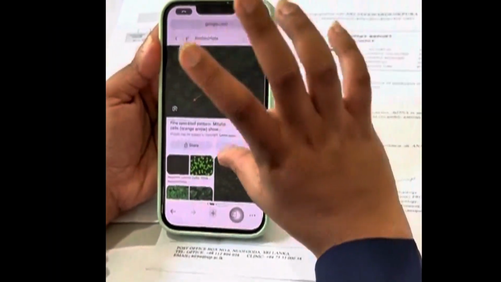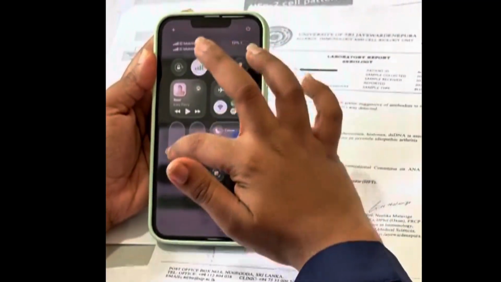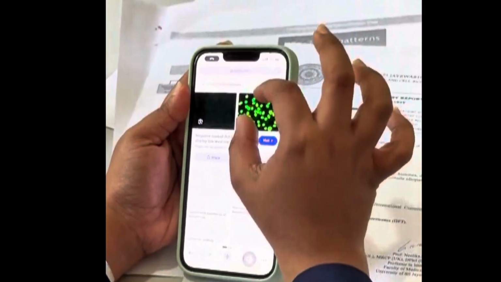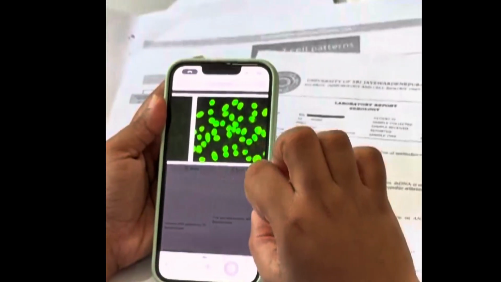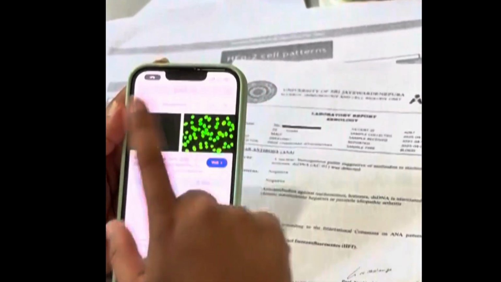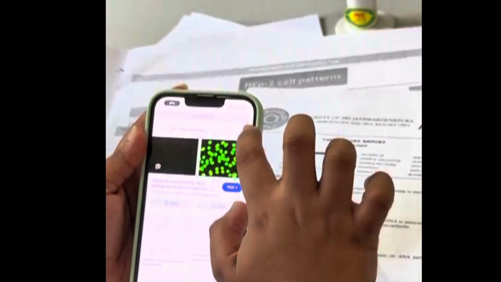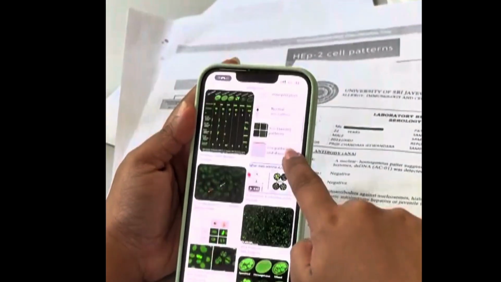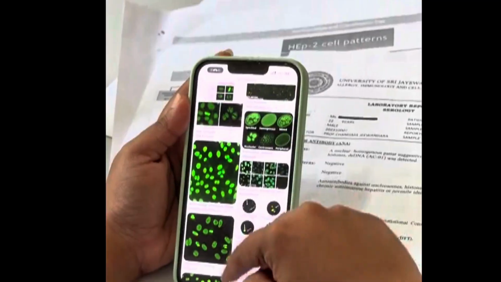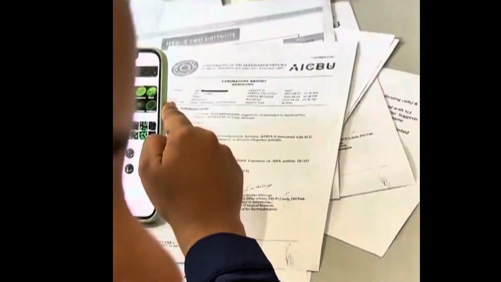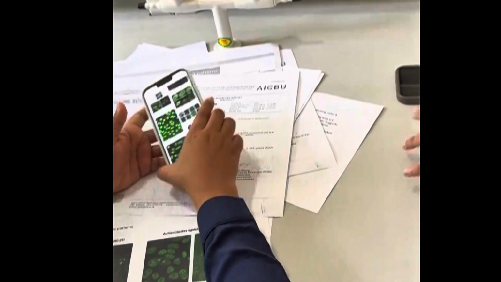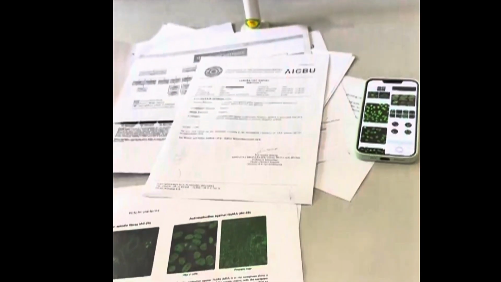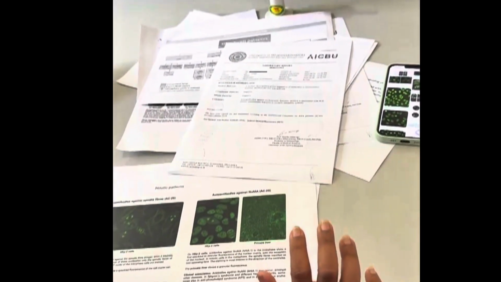Usually negative patterns are like this: you see the cells, but no clear pattern. You don't see anything clear. A positive one shows clear, good fluorescence. Do you see the difference? So we start at 1 in 80. If there is no fluorescence, it is negative at 1 in 80. If it is too bright or the fluorescence is too much, then we go for dilution factors.